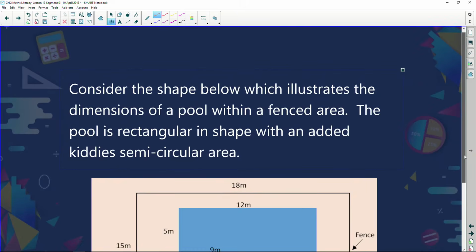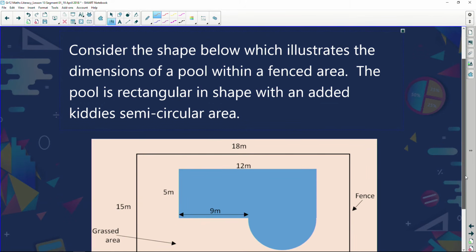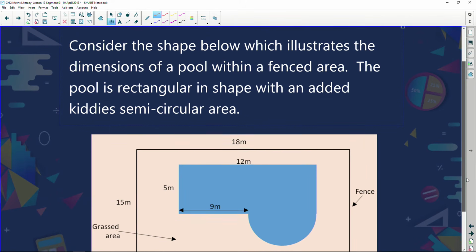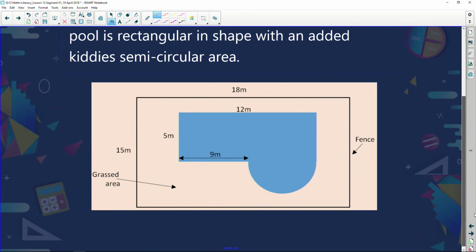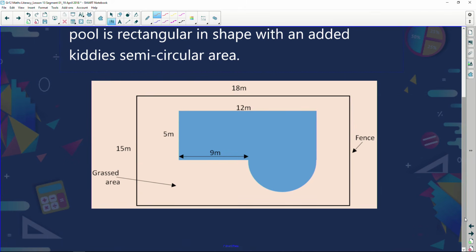But we're now going to take this and apply it to a real life situation. Consider the shape below, which illustrates the dimensions of a pool within a fenced area. The pool is rectangular in shape with an added kiddie semicircle area. Okay, so here I have a whole fence around a pool. This whole area here, obviously, is a swimming pool, and here is a little kiddie swimming pool part. And then all this other area is going to be grass.